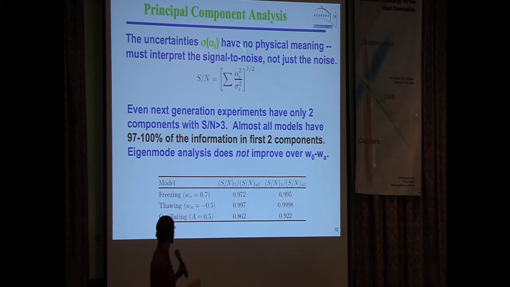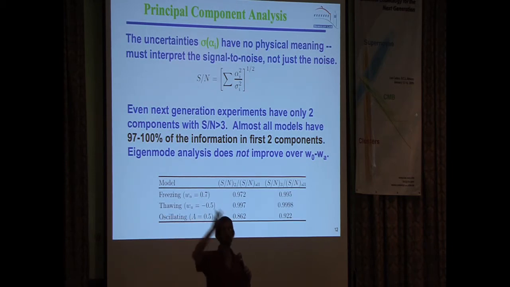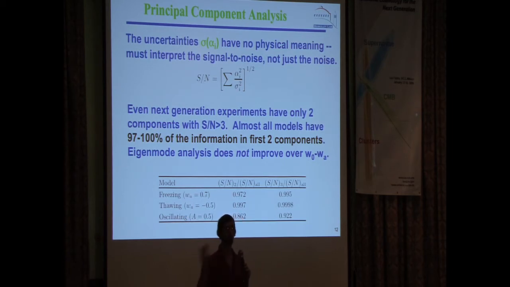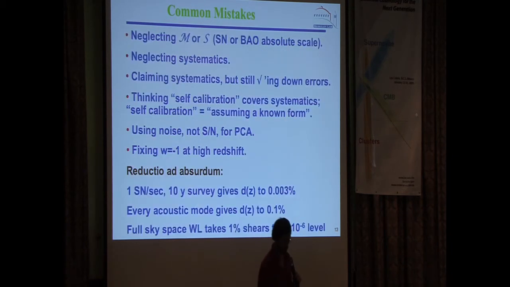But the point is, the idea of principal components was to say, well, maybe there are many pieces of information beyond w0, wa that I can use. And the answer is that, very unfortunately, that's not true. You really don't have any signal to noise beyond 2 components. You can choose those 2 components to be w0, wa or something else, but you really don't have much more than 2 pieces of information.